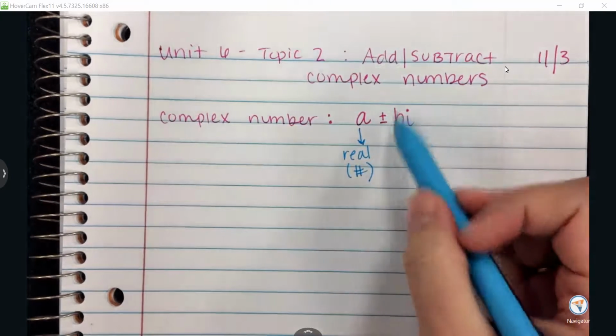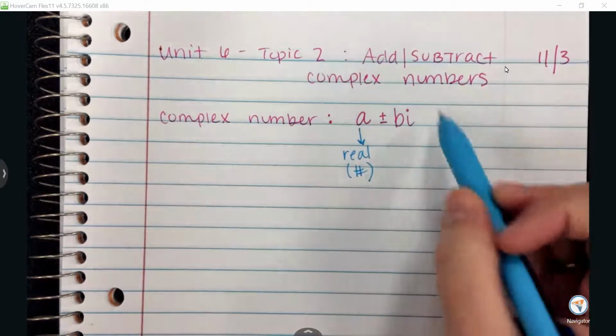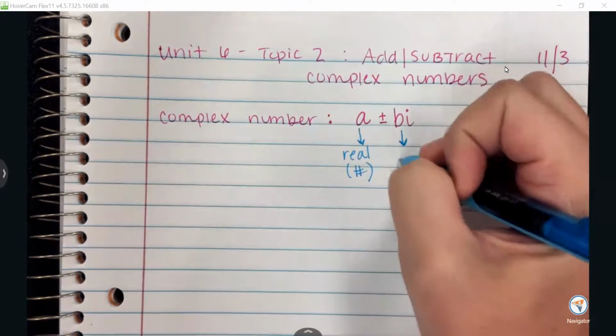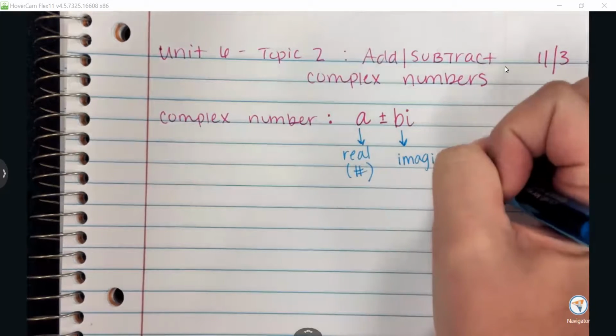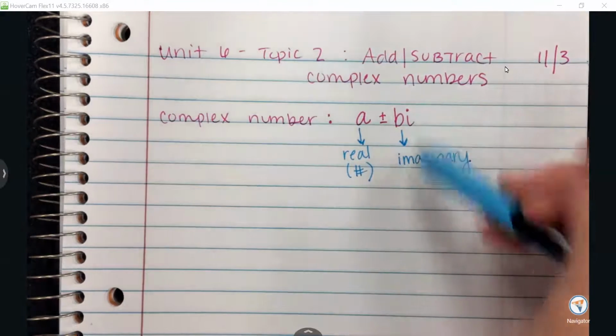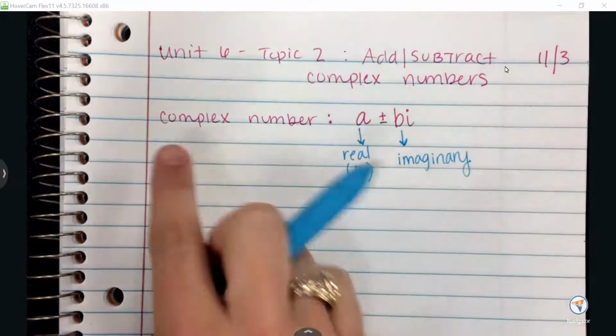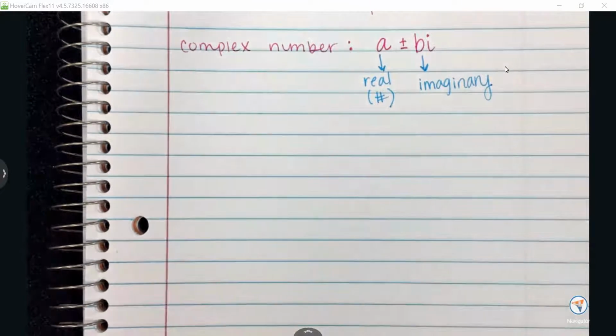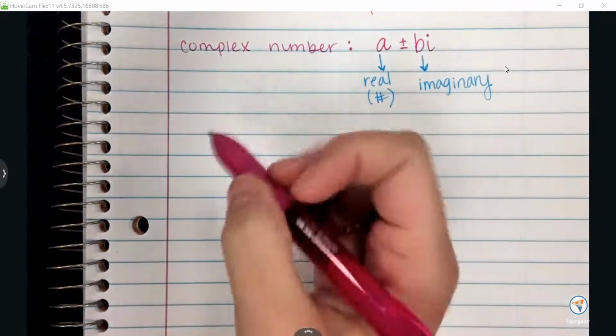The BI tells me that this is what? What did we say I stands for yesterday? What word? Imaginary. So the BI is my imaginary part. And together they make what's called complex. So I have a real number and I have an imaginary number. Together it is complex. So this does not get any harder than what I'm about to show you. If you can add 2x plus 3x plus 7, then you can add these numbers together. I'm going to show you a way to keep it organized. We're going to do about 3 problems and that's it.